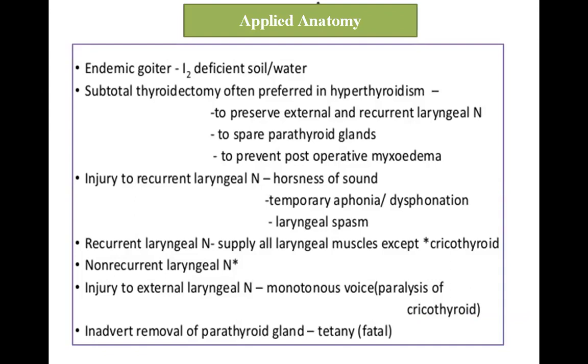Subtotal thyroidectomy is often preferred in hyperthyroidism, to preserve the external and the recurrent laryngeal nerve, and to spare the parathyroid gland to prevent post-operative myxedema. Injury to the recurrent laryngeal nerve produces hoarseness of voice, temporary aphonia, dysphonia, or laryngeal spasm. The recurrent laryngeal nerve supplies all the laryngeal muscles except the cricothyroid. Injury to the external laryngeal nerve will produce a monotonous voice.